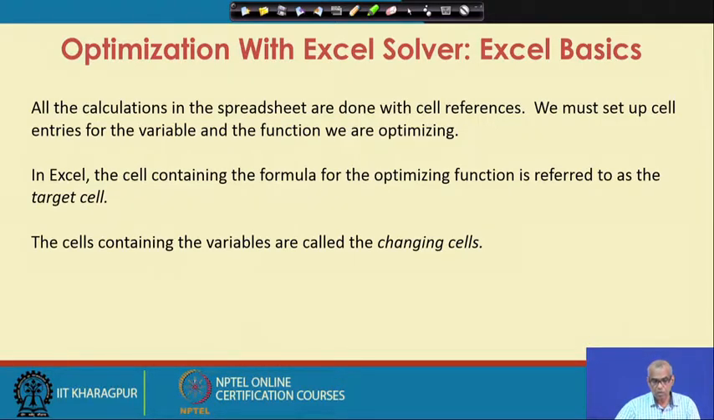So, variable containing cells are changing cells. In the previous problem, minimize A equal to x square plus 200 by x. So, the cell that contains x will be the changing cell, and the cell that contains the objective function x square plus 200 by x will be the target cell.